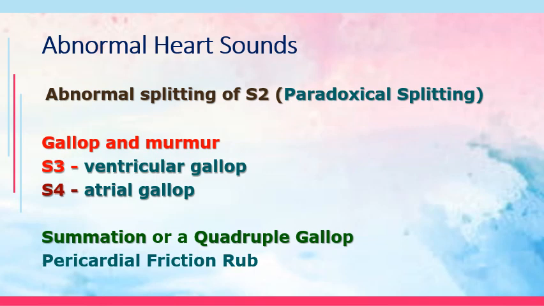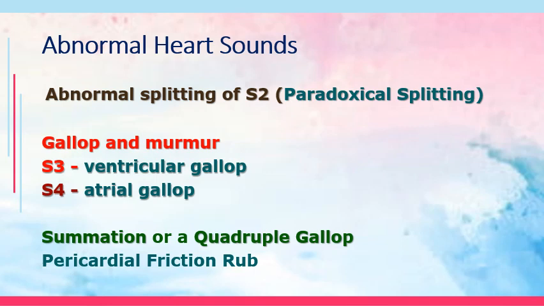You need to remember that your S3 may be a normal finding among children and adults up to 35 to 40 years old, because this is referred to as your physiologic S3. However, beyond that age, your S3 sound may indicate heart failure. Right-sided S3 is heard over the tricuspid area, and then the left-sided S3 is best heard over your apical area.